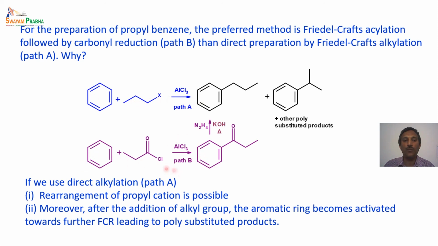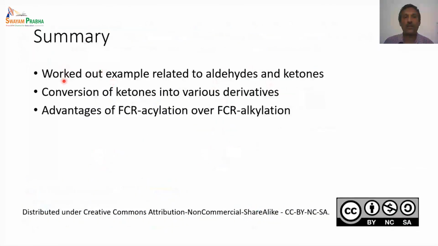Path B, where we first carry out the acylation followed by reduction, is the most preferred method for the preparation of N-alkyl derivatives. So in summary, let us recap. We had studied various worked-out examples related to aldehydes and ketones. We have studied a few conversions of ketones into various derivatives. And we also have studied the advantage of using Friedel-Crafts acylation over Friedel-Crafts alkylation for preparing linear alkyl benzenes. With this, we conclude this session.